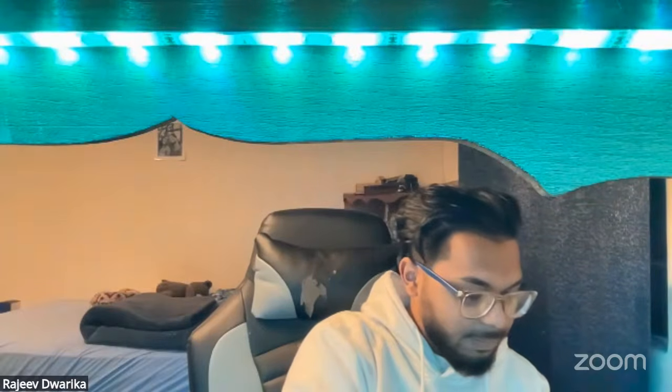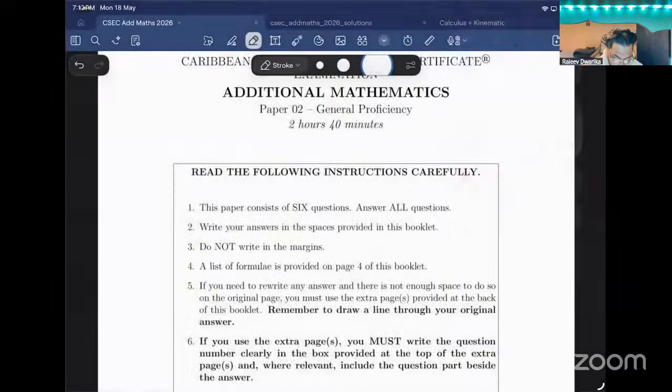Cool. So I'm gonna attempt it. Well, I did up the solutions already, so it's gonna be relatively straightforward. There we go. Let's see if we can finish this paper in another 2 hours and 40 minutes. There we go. Right.